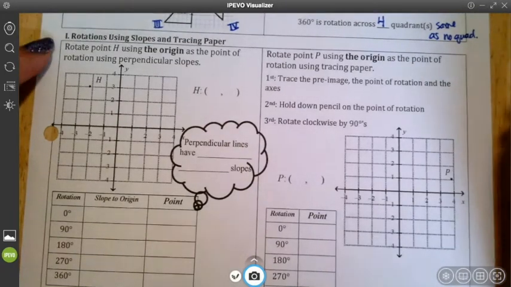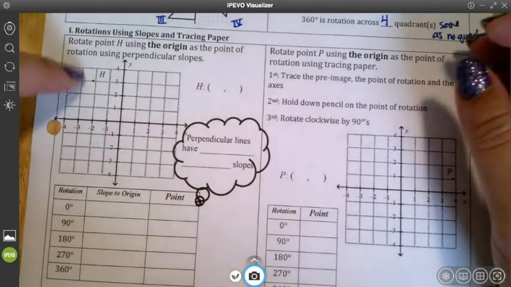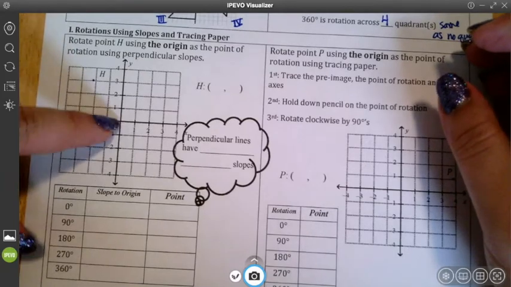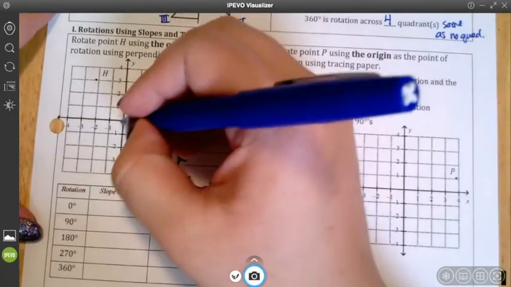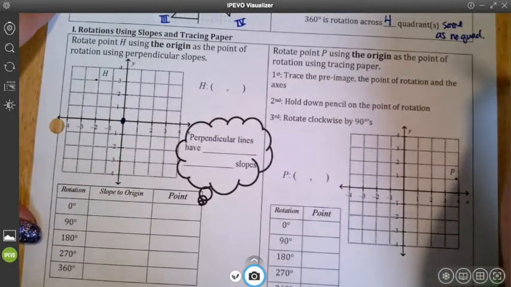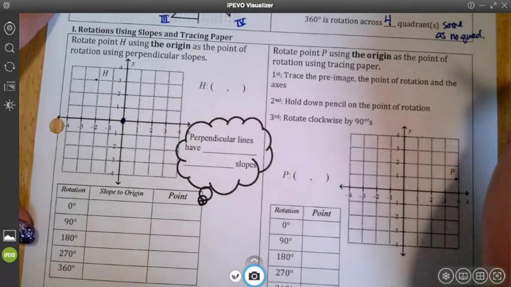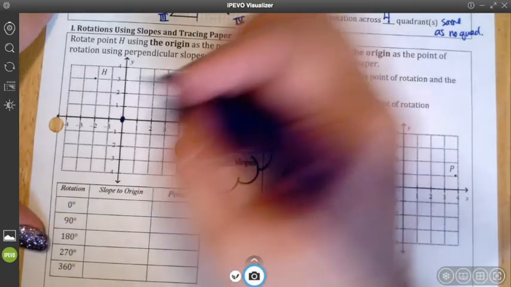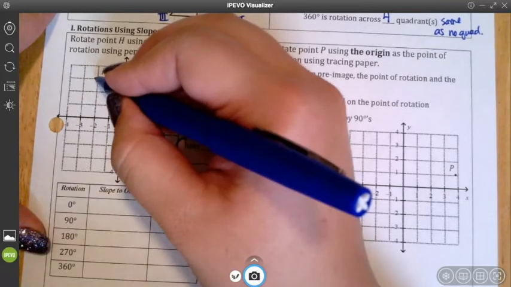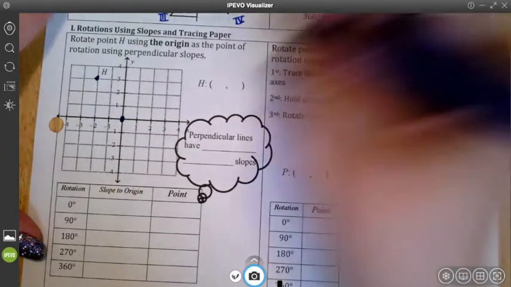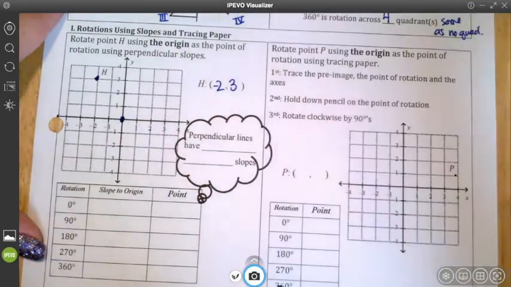So we'd like to rotate the point given, point H, using the origin as the point of rotation. So this is where we're rotating about, using the perpendicular slopes. Okay, so let's start with point H, and we're going to call it -2, 3. We're going to put it directly on that point, -2, 3.